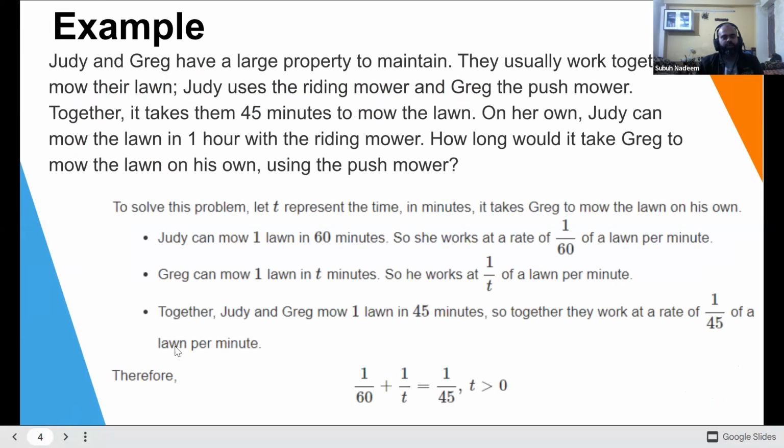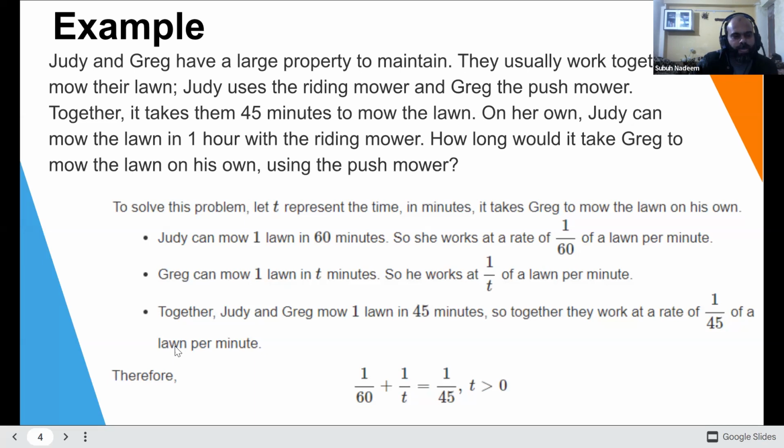Judy and Greg have a large property to maintain. They usually work together to mow their lawn. Judy uses the riding mower and Greg the pusher mower. Together, it takes them 45 minutes to mow the lawn. On her own, Judy can mow the lawn in 1 hour with the riding mower. How long would it take Greg to mow the lawn on his own using the push mower?